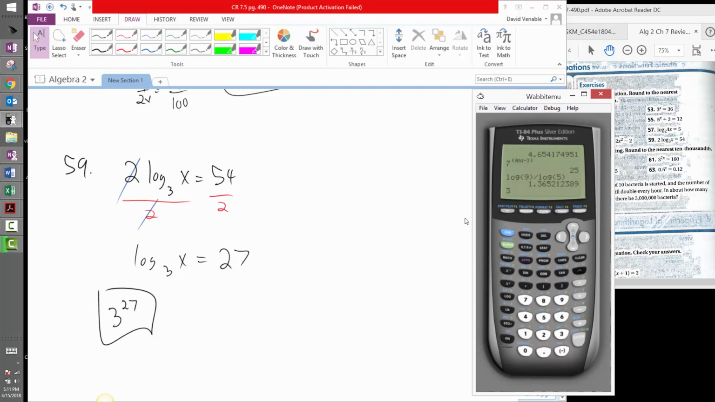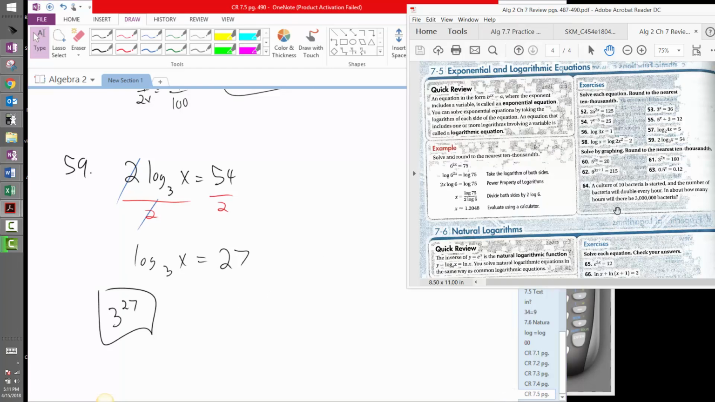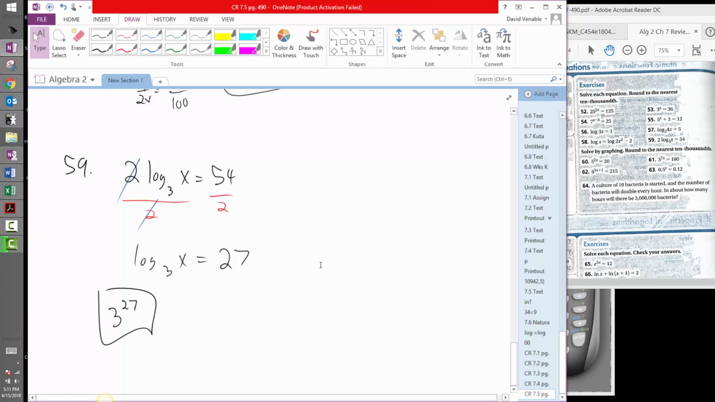Watch, I'm going to fix my window. Now, I happen to know what the answer is. It's 3 to the 27th power, which is some giant number. It's, oh gosh, that number is huge. That is massive. But that is just the answer. You know what? I'm just going to leave it in exponential form. And if you want, you can confirm that. But yeah, I did that right.